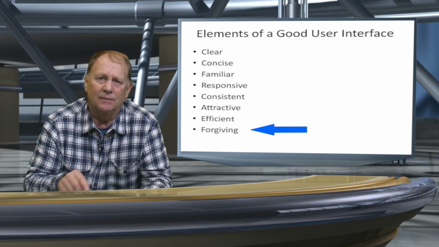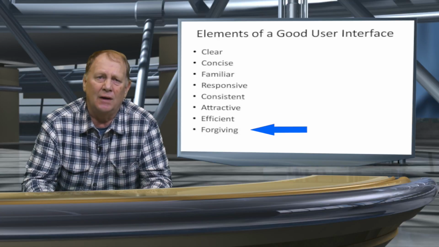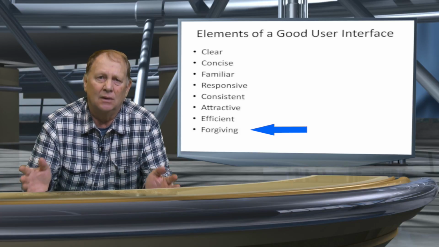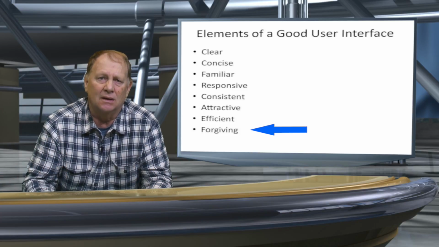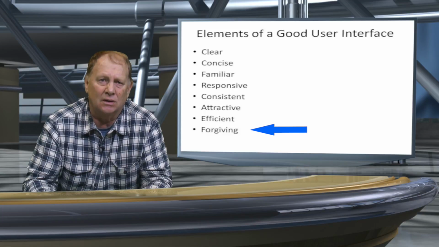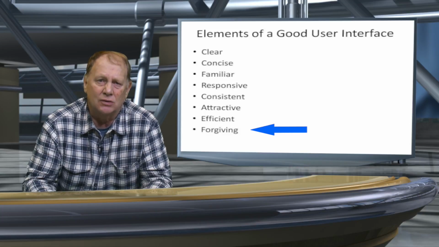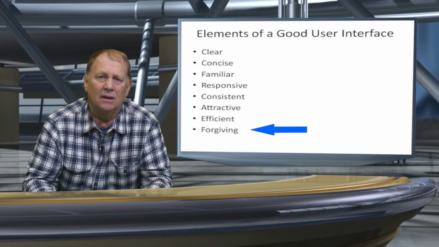And number eight, a user interface must be forgiving. No user is perfect. When a user makes a mistake, allow them to easily correct it. Make sure your messages are clear and easy to understand.